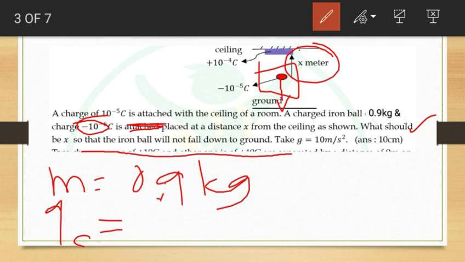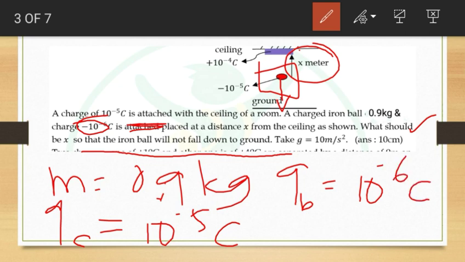You have already been given the charge of the ceiling. Let me represent it by QC. Charge of the ceiling is 10 to the power minus 5 coulomb, and charge of this ball, suppose I take it QB, which is 10 to the power minus 6 coulomb, placed at a distance of x meter. Suppose the distance is x, already taken. Then we have to find this force, for which we have to find this distance for which this ball will not fall down or move upward. It will stay in the air as such.